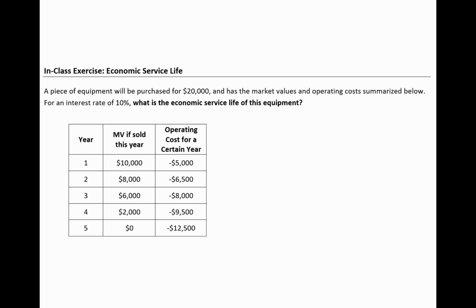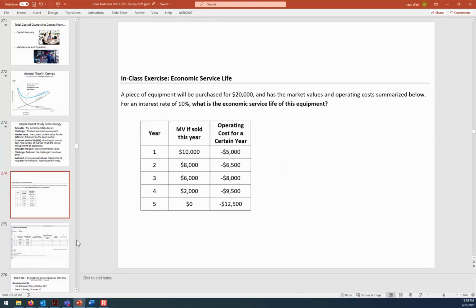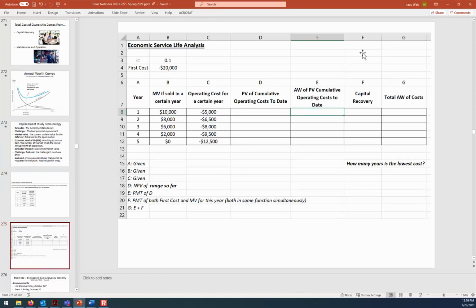So the process I'm going to show you with the spreadsheet will do that, but I just wanted to put it out there that maybe the most complicated thing that people struggle with is finding the annual worth of the operating costs. All right, so this is what the in-class exercise, we're going to kind of format it looking a little bit like this. We'll get there. I'll go through it with you.